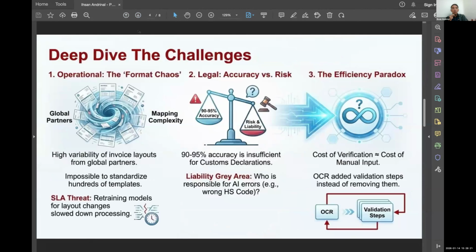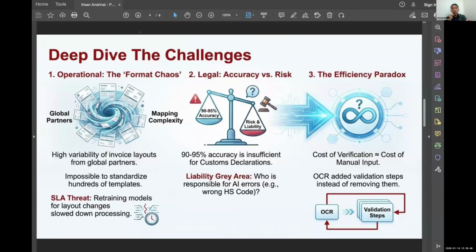So, why did we stop? It wasn't just technical, in my opinion. There are some challenges here. The first challenge is the format chaos. Why? We found that we had to map document templates one by one. Imagine the variability of invoice formats from hundreds of trading partner countries. It was practically impossible to standardize them all.